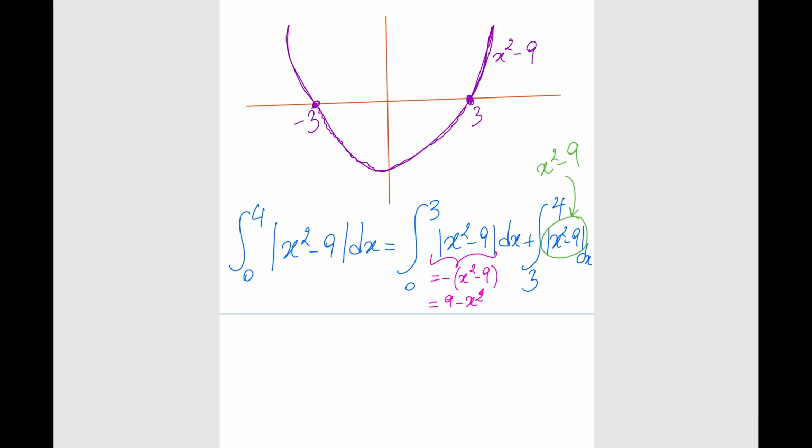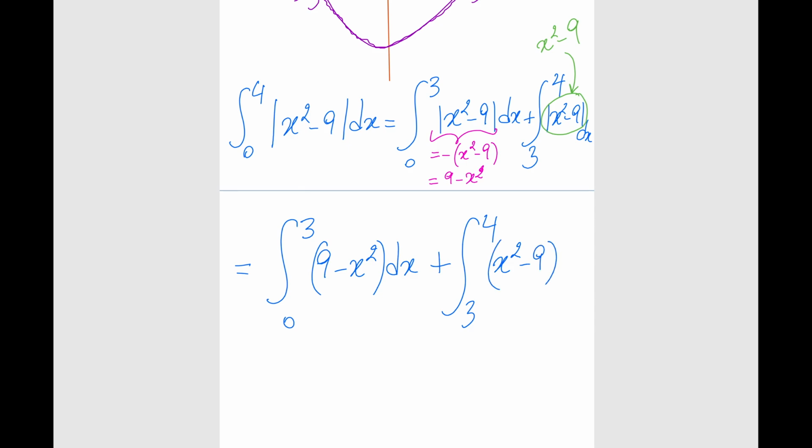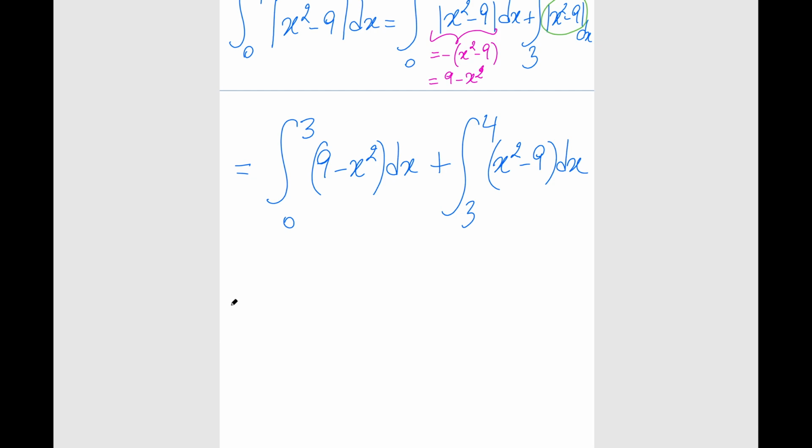Okay. So that tells us then that this is equal to the integral from 0 to 3 of 9 minus x squared dx, talking about this guy, plus the integral from 3 to 4 of x squared minus 9 dx. You agree with that? Okay, very good.